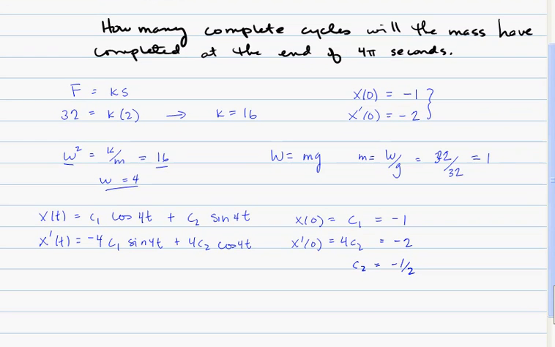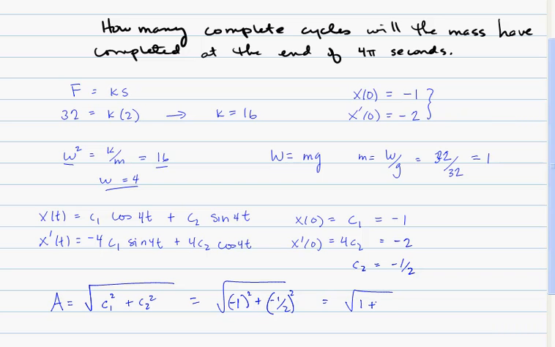Okay, now once I have that, I can find the amplitude to be the square root of c1 squared plus c2 squared. And that gives us the square root of (-1) squared plus (-1/2) squared, which is the square root of 1 plus 1/4, or the square root of 5 over 2.